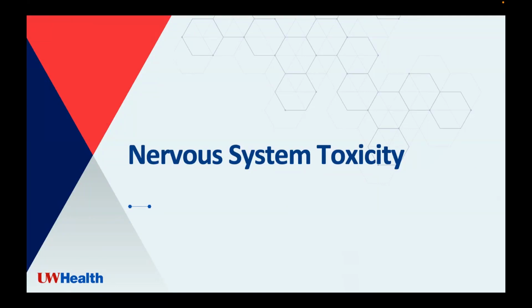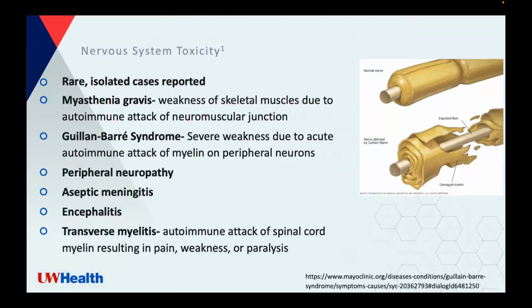Now, for nervous system toxicities, there are several different types of presentations. This does tend to be more of a rare presentation, but there are some isolated cases that have been reported in clinical trials. One of the possible presentations is myasthenia gravis, which is weakening of the skeletal muscles due to autoimmune attack of the neuromuscular junction. Guillain-Barré syndrome is a severe weakness due to an attack on the myelin of peripheral neurons that you can see in the image on the right, as well as peripheral neuropathy, aseptic meningitis, encephalitis, and transverse myelitis, or an autoimmune attack on the spinal cord myelin.